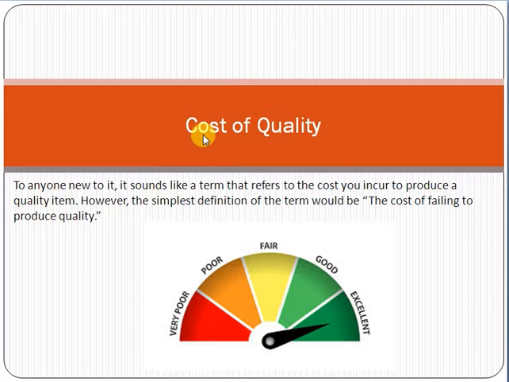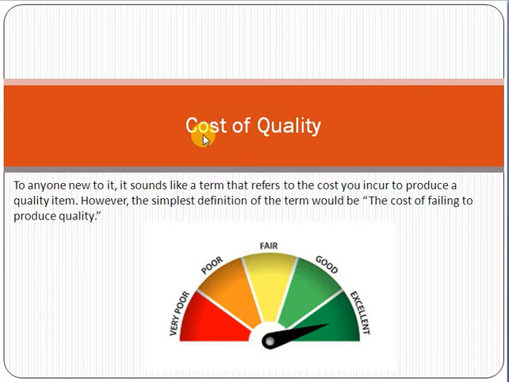failing to produce quality. My opinion is that this definition is a little bit confusing, and this term cost of quality is a little bit confusing, because as per the concept it pertains to the cost of failing to produce quality. Okay friend, so just remember one thing, that cost of quality does not mean that we are referring to the cost which we are putting in to maintain the quality.